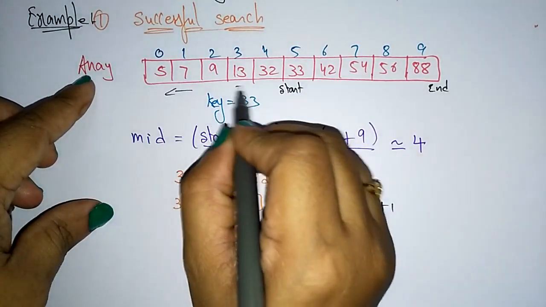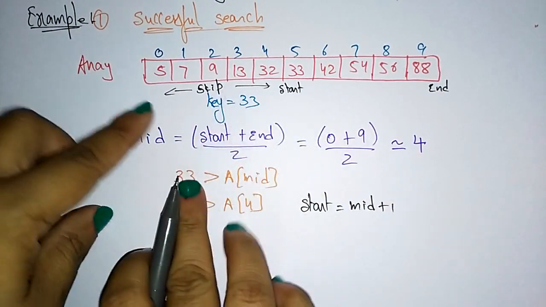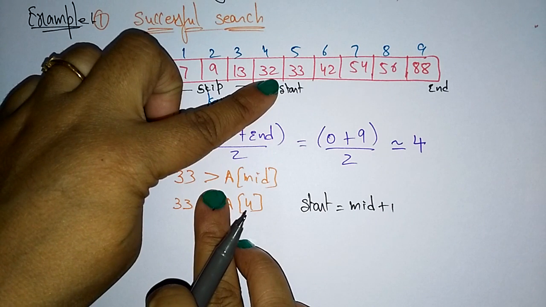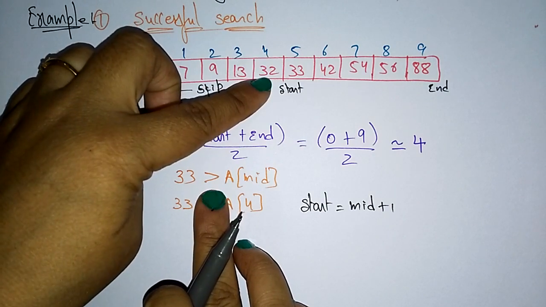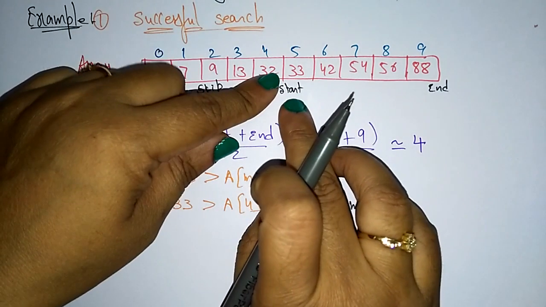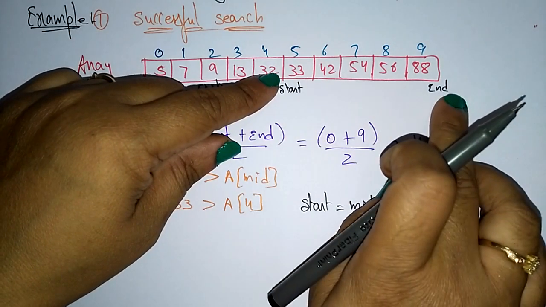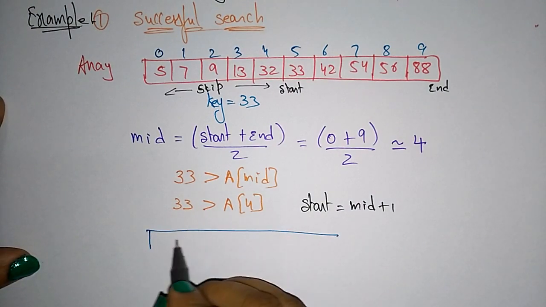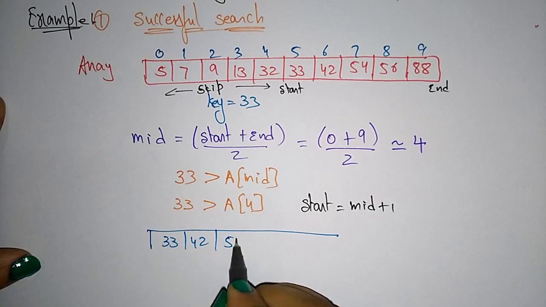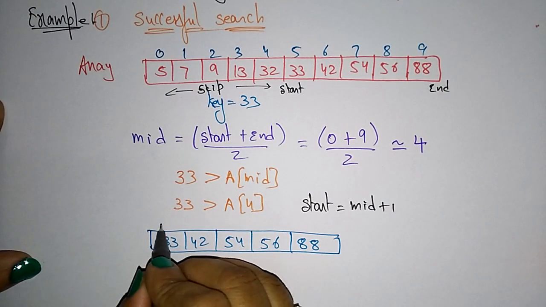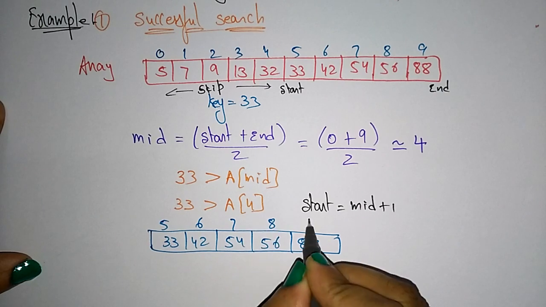Why are we skipping this? Because the search value is greater than A of mid. A of mid, that is A of 4, is 32, and 33 is greater than 32. So we skip this. Now the start becomes 5 and the end is 9. Now again check. The array is now 33, 42, 54, 56 and 88, with indices 5, 6, 7, 8, 9.